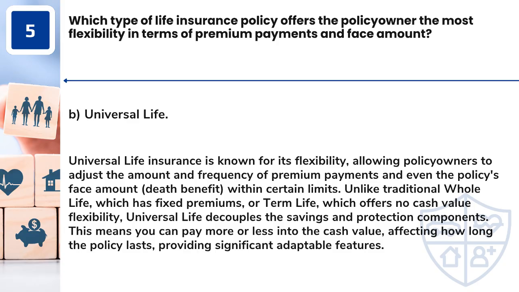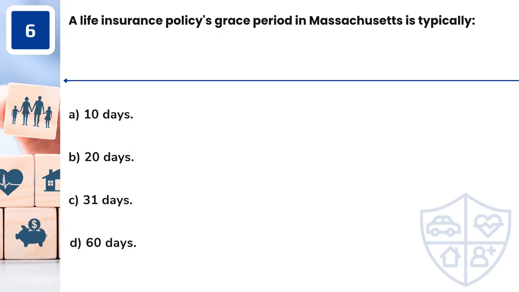Question 6. A life insurance policy's grace period in Massachusetts is typically A. 10 days. B. 20 days. C. 31 days. D. 60 days.